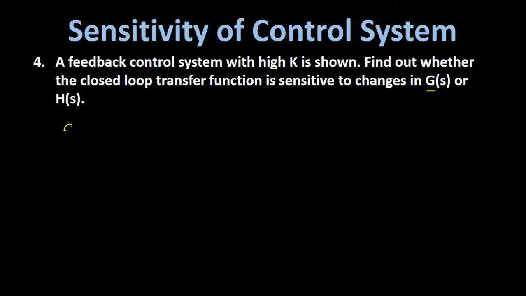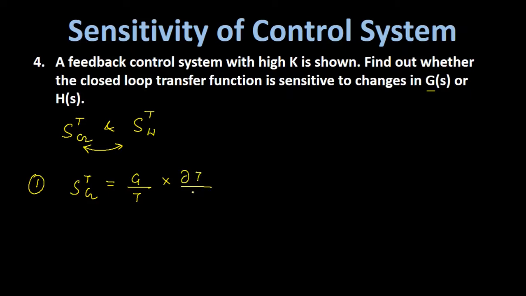That means we have to find out the sensitivity of the overall transfer function T with respect to G, and the sensitivity of T with respect to H. Then we compare both results and see whether the closed loop transfer function is sensitive to changes in G or changes in H. First we will find the sensitivity of T with respect to G, and its formula is G by T into del T by del G.